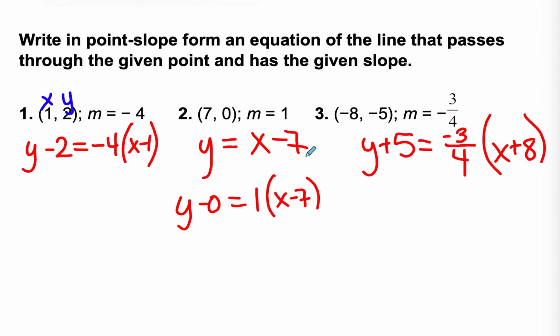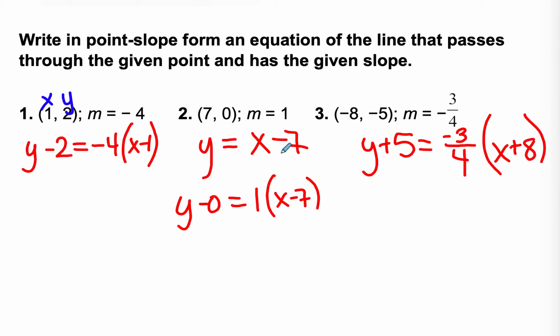But it does end up being the same thing as y equals x minus 7, because y minus 0 is the same thing as y. And 1 times x minus 7 equals x minus 7. So that one, because of the 0 and the 1, you could write it either way.